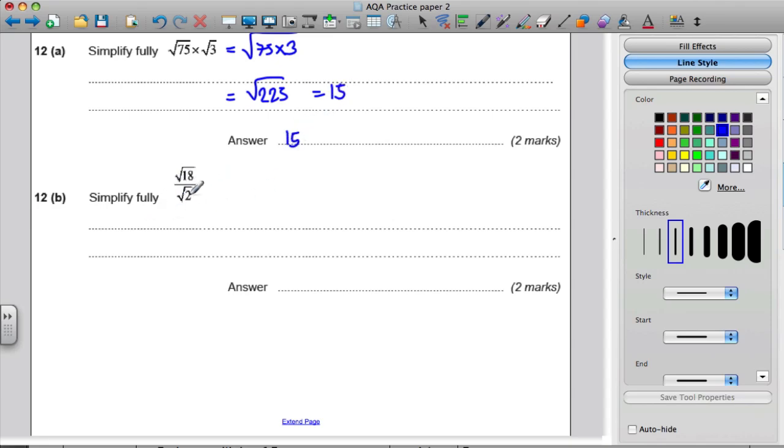The square root of 18 divided by the square root of 2 is the square root of 18 divided by 2, which is the square root of 9, and the answer to that is 3, hence the answer is 3.